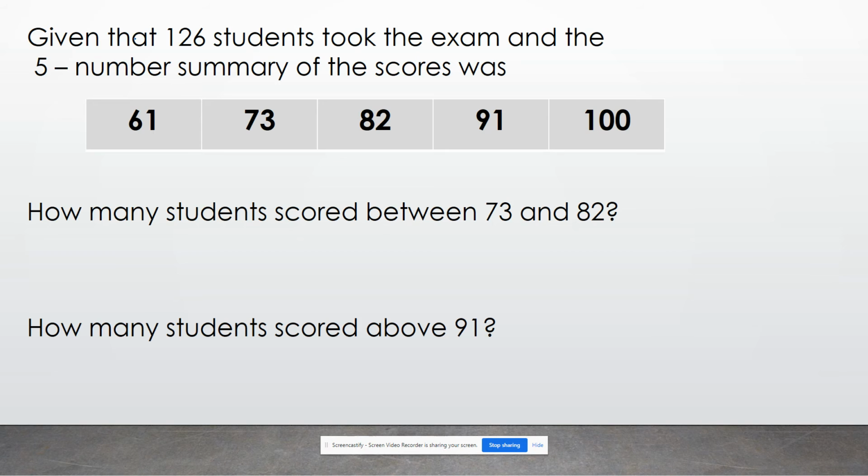Okay, given that 126 students took the exam and a 5-number summary was given. So this 5-number summary is the 4 parts on the graph. So this is my point. This is the quartile 1, my quartile 2, my quartile 3, and my max. Okay, so this is my box and whiskers.